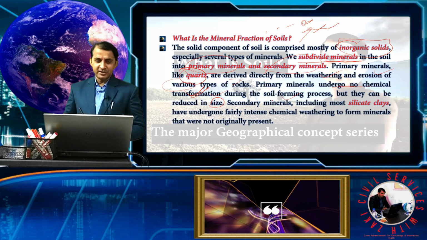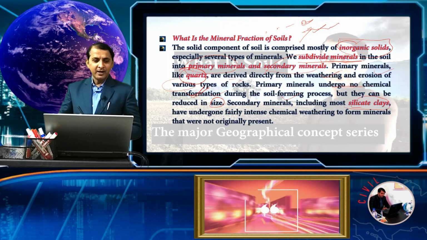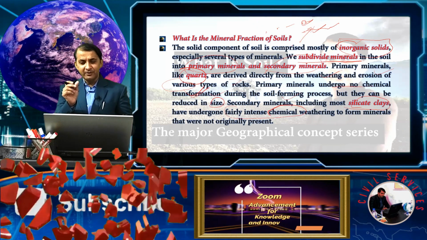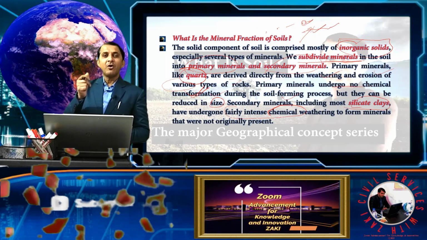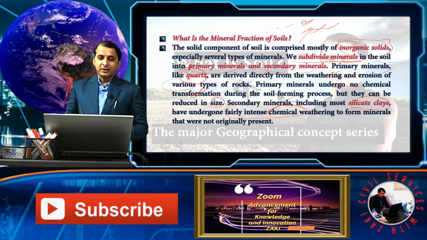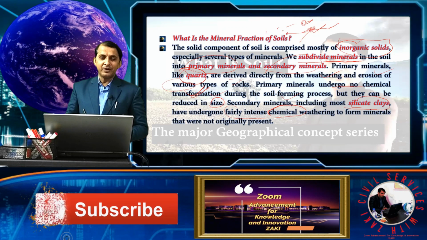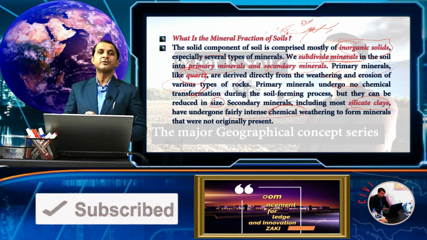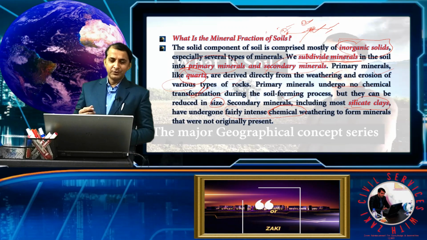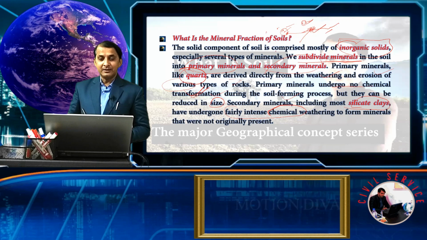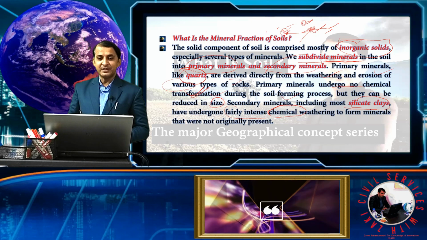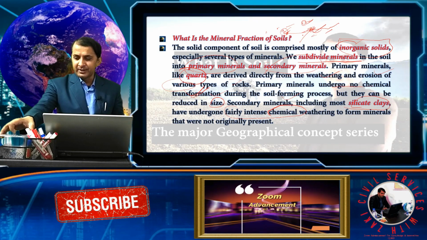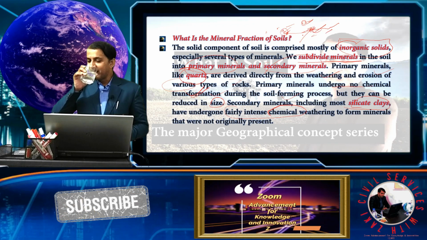But the secondary minerals, including the silicates and clay, have undergone fairly intense chemical weathering. So they go through intense chemical weathering and form minerals that were not originally present. If weathered and formed into soil materials, they completely change from this rock to this due to chemical weathering. So these are not already present in the parent rocks. That's why they are called secondary minerals. So minerals are primary and secondary.